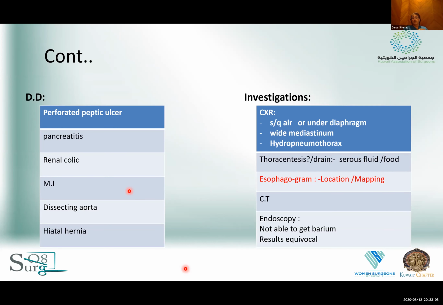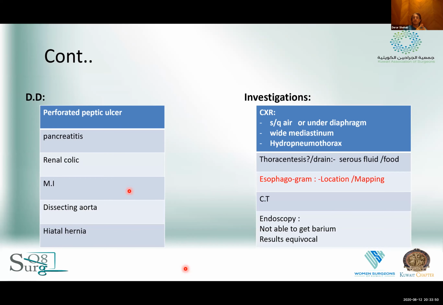Again, gastrografin esophagogram is very important here and is the more sensitive test to evaluate a perforation. Usually it gives us the location of the perforation accurately and also maps the esophagus, especially if we cannot do endoscopy. CT scan is also important to give us further information about the disease and underlying pathology. Endoscopy here in Boerhaave is not contraindicated, and usually it's indicated if we cannot obtain a barium swallow.